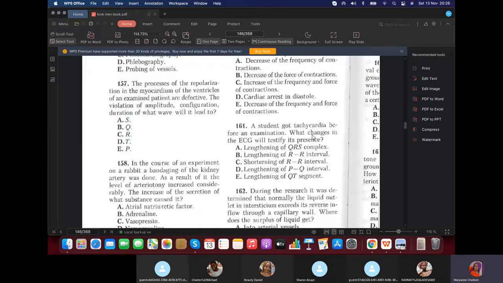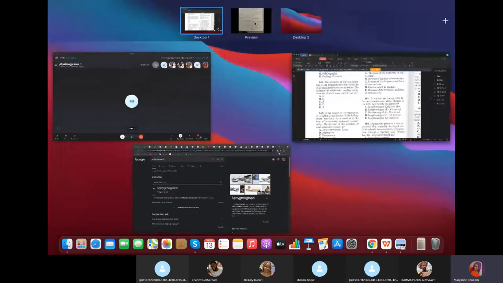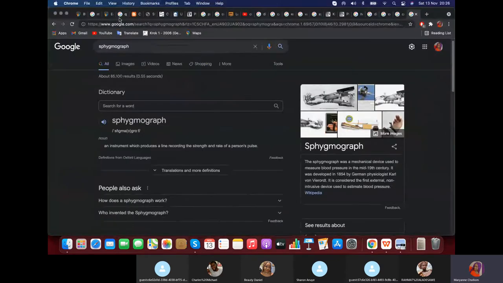A student got tachycardia before an examination. What changes in ECG would testify about it? So the answer will be shortening of the RR interval. What do I mean by that? Let's look at our ECG again here.